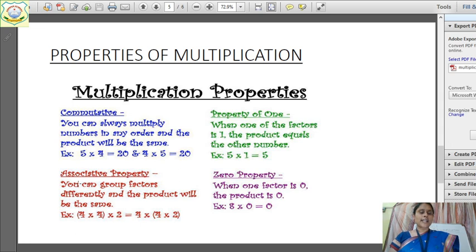Now we'll come to our next property, that is associative property. You can group factors differently and the product will be same. See, in both the cases we have grouped the number. Grouping the number is we have put the brackets. Here one group is 4 into 4 and here the another group is 4 into 2. So in both the cases grouping of numbers is different. 4 into 4 into 2. Groupings are different but the numbers are same.